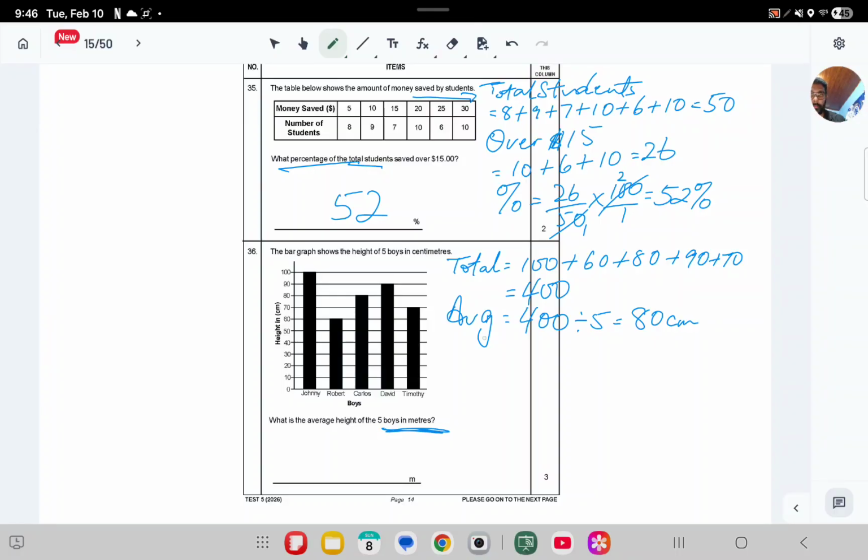That's the answer in centimeters, but they want it in meters, so we convert centimeters to meters. We convert centimeters to meters by dividing by 100. Whenever we divide by 100, we move the decimal point 2 places to the left hand side. So we get 0.8 meters.